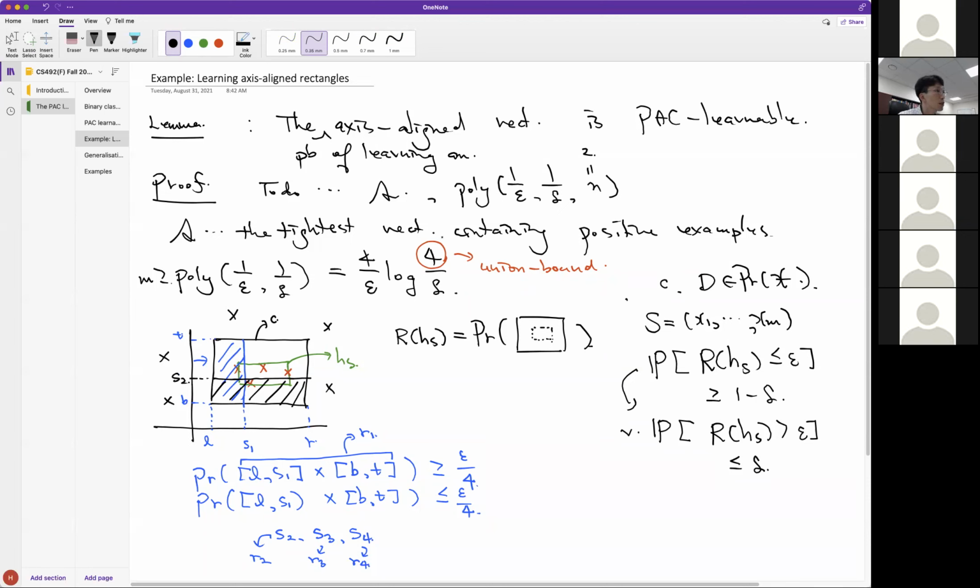Now let's consider the probability. The probability of each of these cut-out regions, like R1, R2, if we do not include the boundary, is going to be smaller than or equal to epsilon over 4. What this means is, if we now take the probability of all of those parts, that's going to be bounded by the probability of each individual one.